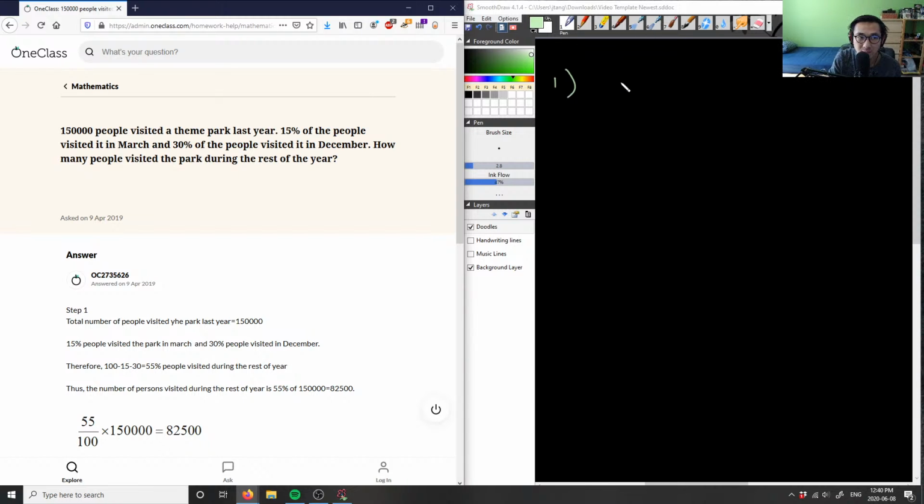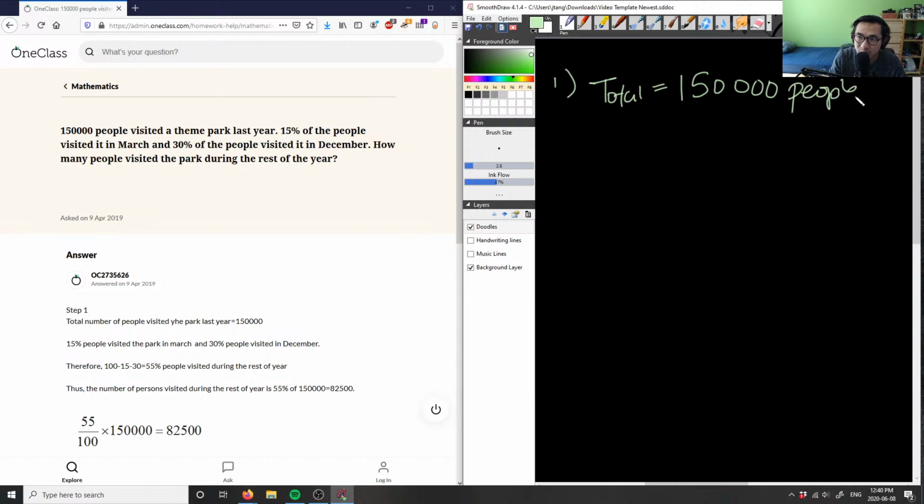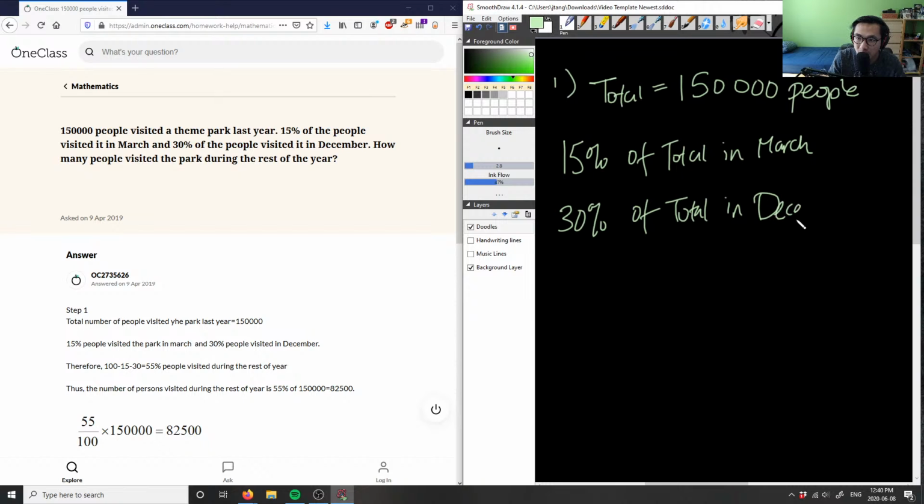So let's write this information down. The total amount of people is going to be 150,000 people, right? So that's for the entire year. So we know that 15% of the 150,000 is going to be in March. 15% of total in March. And we know that we have 30% of the total people in December.